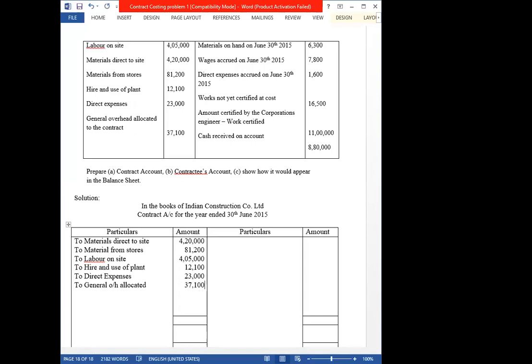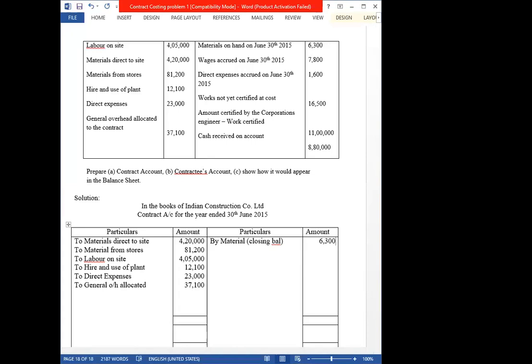Okay. Any doubt? I think it's clear. So all the general expenses. Next is material on hand. This is nothing but the closing balance of material, and you know very well the closing balance will come in the credit side. So by material I'm writing closing balance. How much is the closing balance? The closing balance is 6,300.